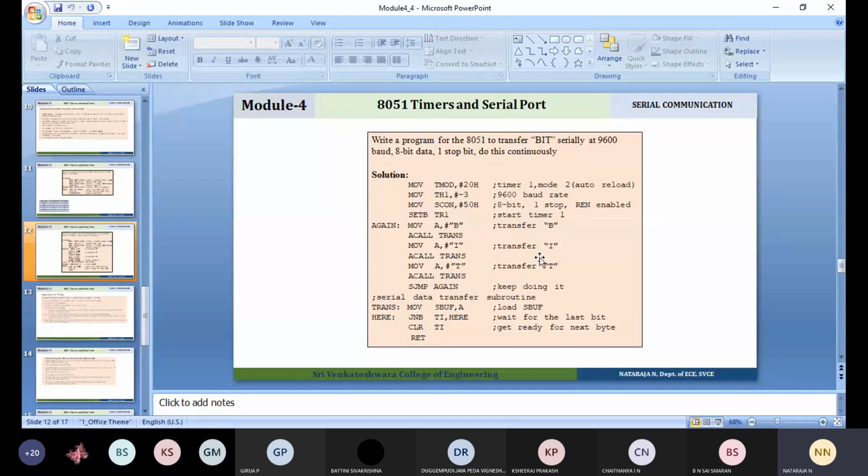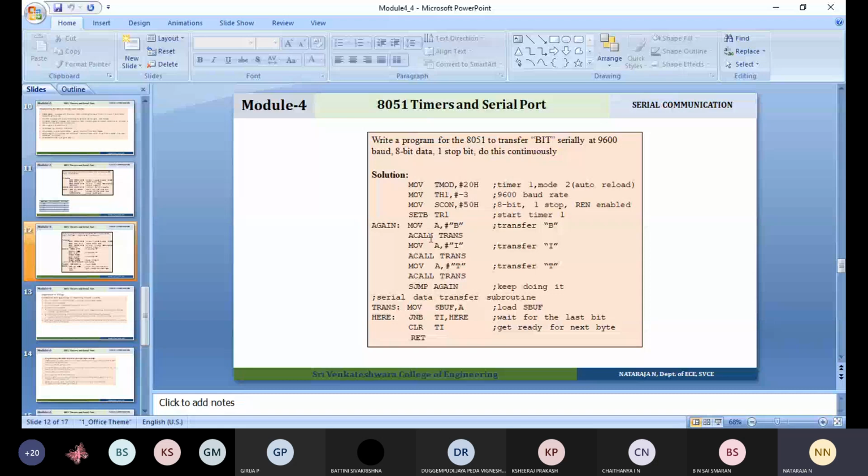First start the timer. I am going to move A comma B, means I am going to take the accumulator and store the letter B. ACALL transfer. First I need to transfer B. Again move A comma I, again ACALL transfer. Then I need to move SBUF, accumulator. I am going to copy it to SBUF and jump if no bit in transfer interrupt. It will not stop. It will clear TI. Again it will return to next, and again it will load.